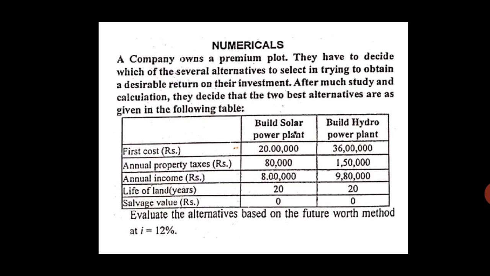Okay, now we have to find out where the person has to invest money. If he wants to invest 20 lakhs, he can set up a solar power plant. To build a hydro power plant, he has to invest 36 lakhs. So out of these options, which is the better option? And this is calculated by using the future worth method, and the interest rate is 12%.